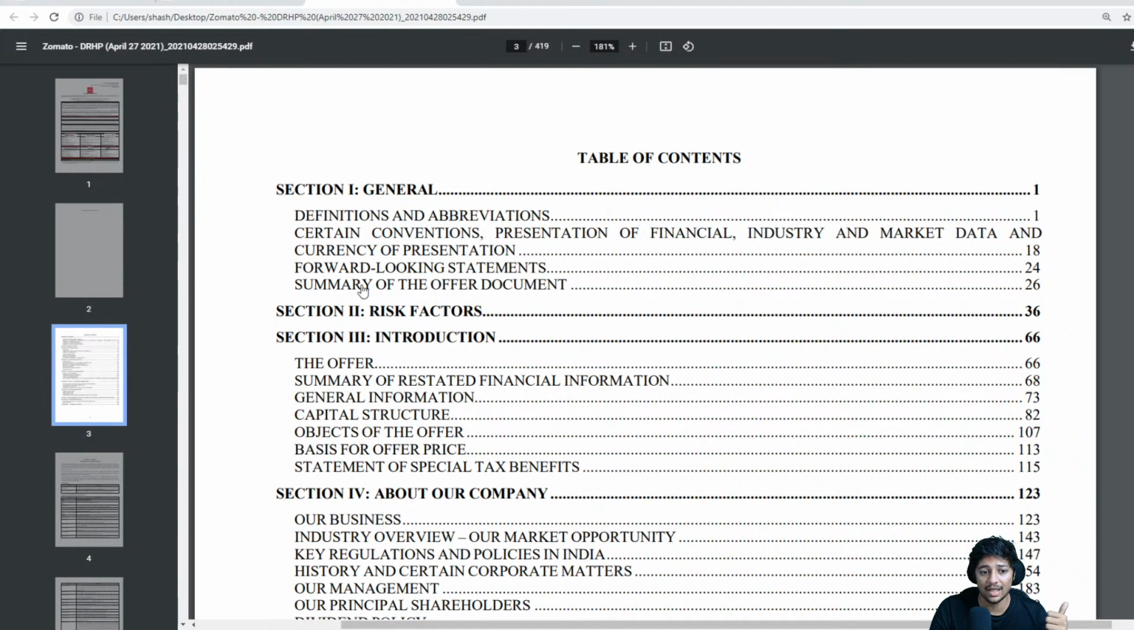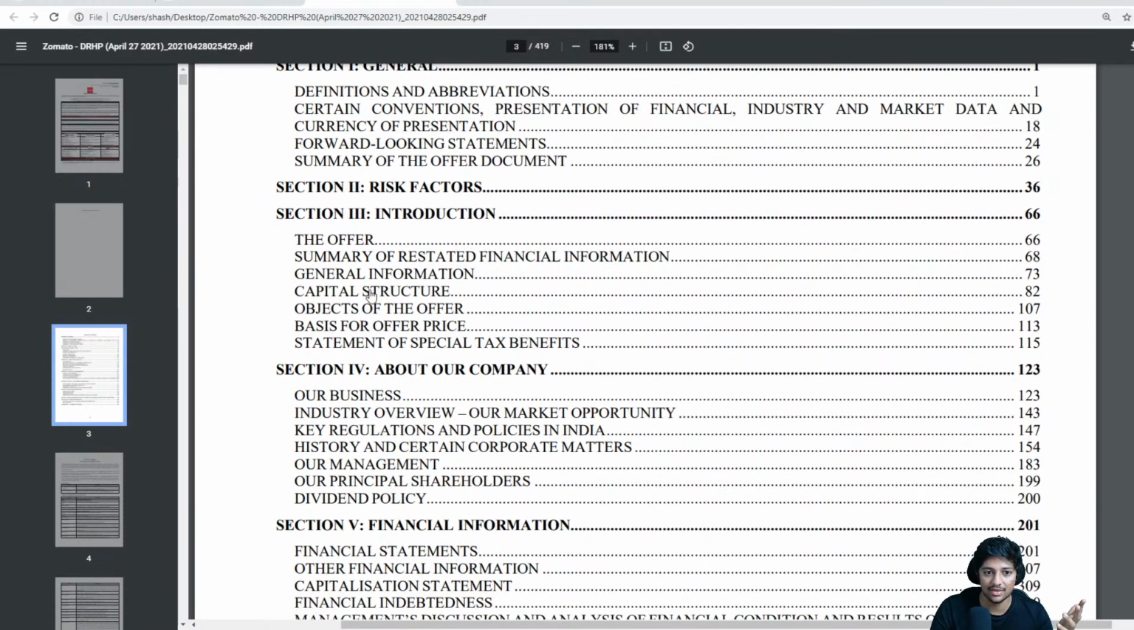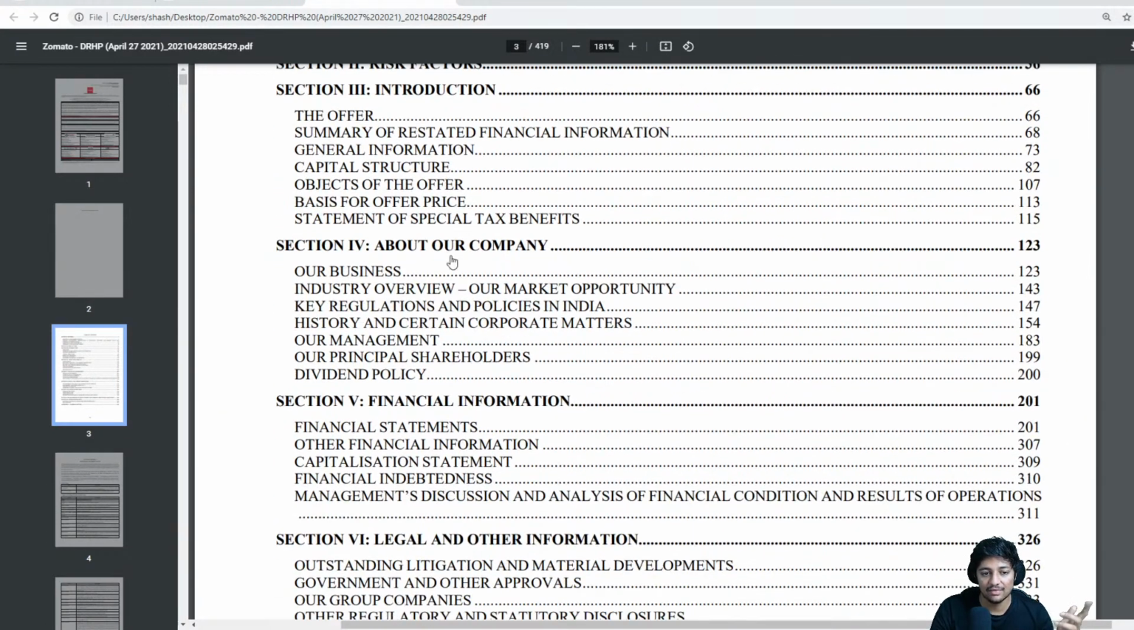What did we discuss again? We go to general and directly go to summary of offer document. Then we don't need to do introduction because most of it is already there in the summary of offer document. This is just an extension of the offer. Then we go to about the company and we do business, industry overview, and we look at our management to see the salaries of the employees, who the directors are, and their salaries, the 3 things in about our company. Then we go to financial statements and look at 2 things: financial statements, consolidated, and then we look at MD&A, management discussion and analysis. And that is it. That is it. You don't need to look at anything else.